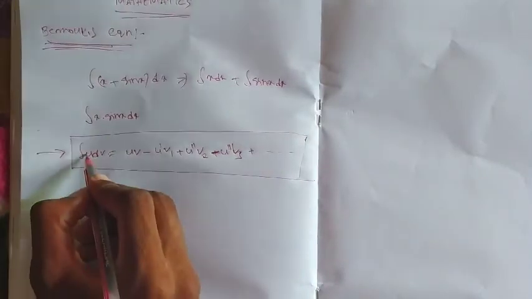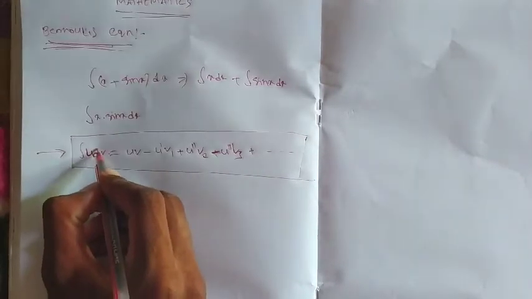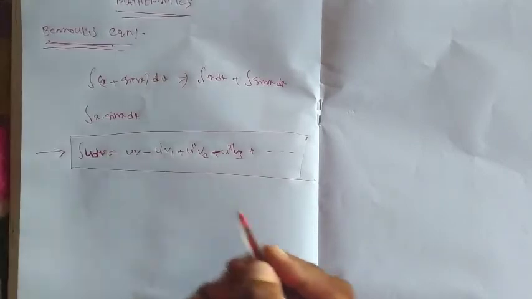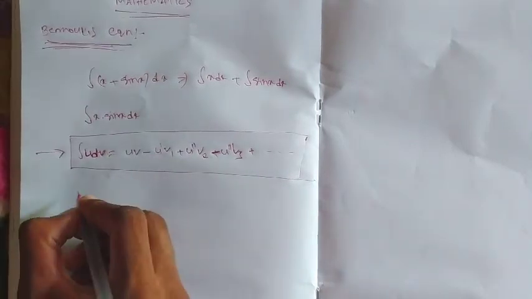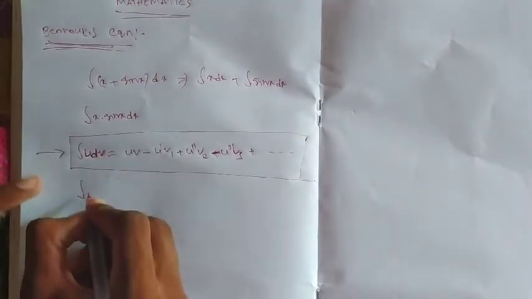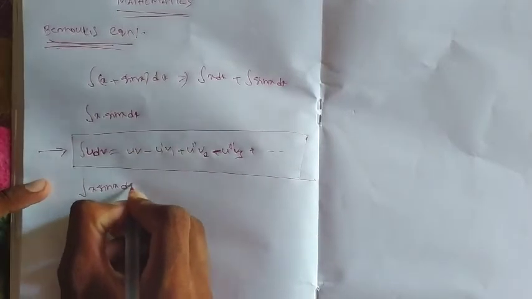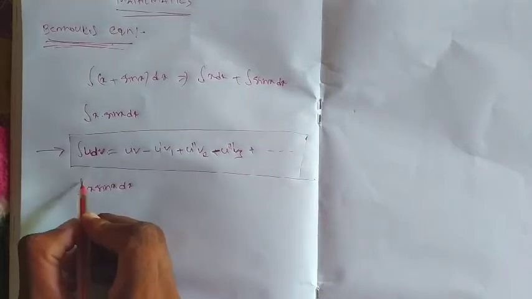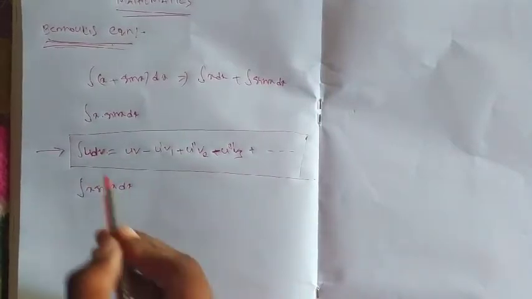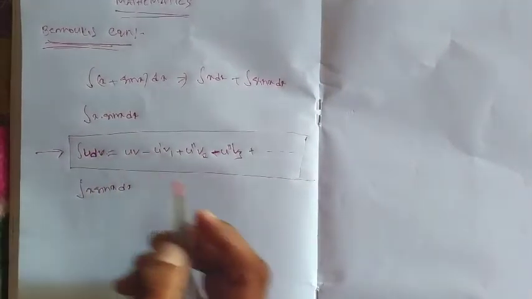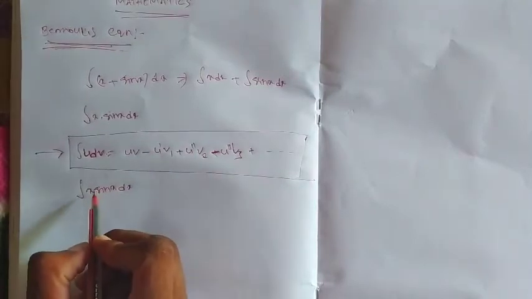So here we have the terms u and dv. What is u and what is dv? For example, in this function, integration of x sin x dx, we have to integrate this. So what is u and what is dv? We have to define u and dv.